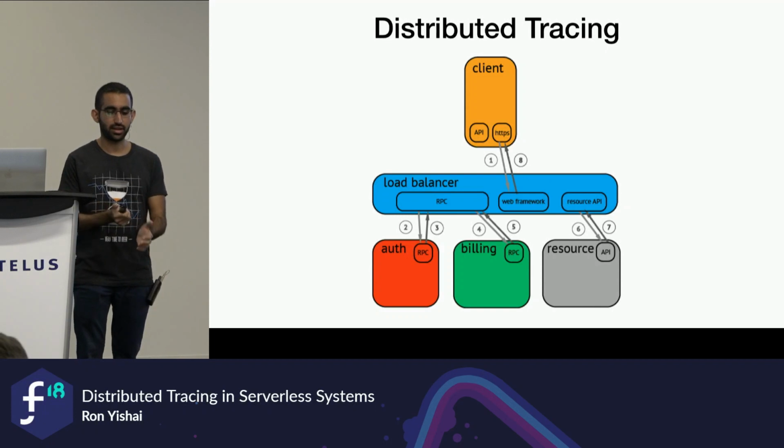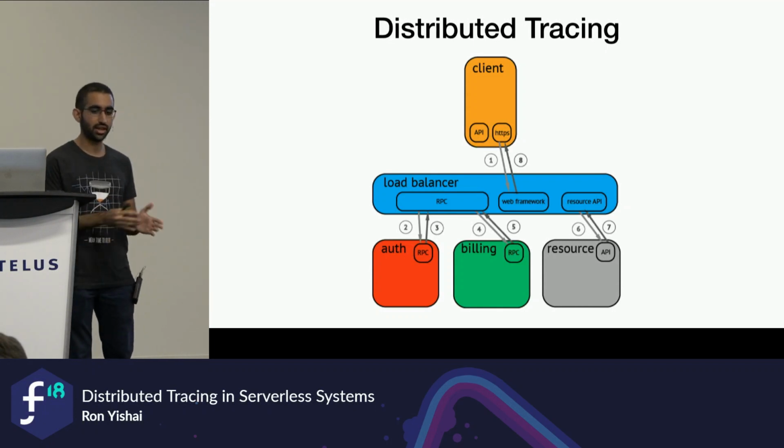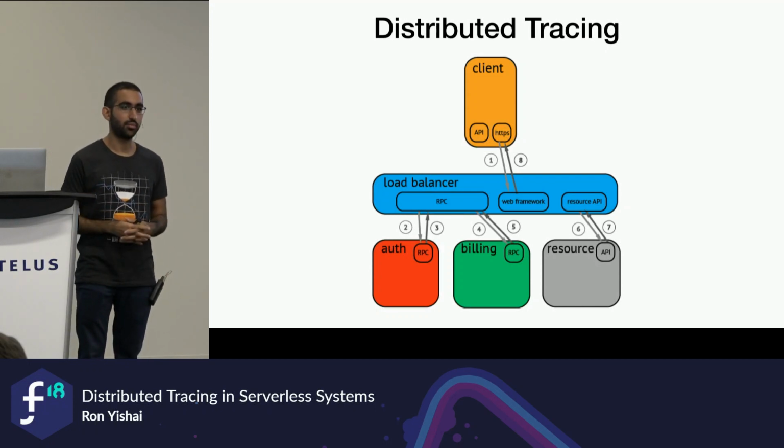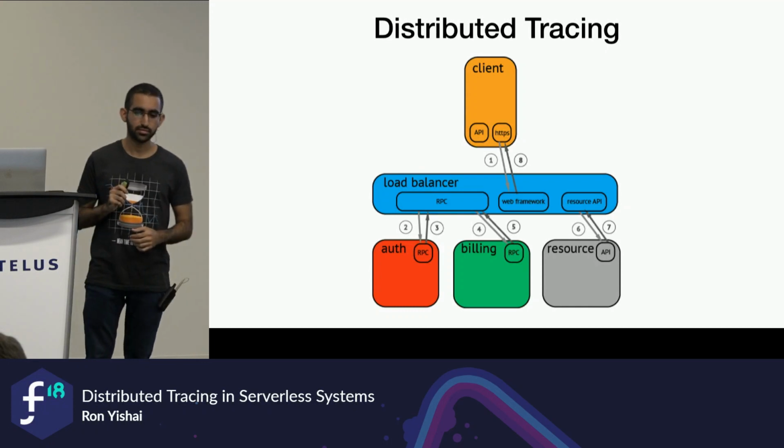So in this case, I've got a client that first makes a request to the load balancer, and the request goes through authentication, billing, and so on. And I have eight different operations that I want to combine and connect into one trace.